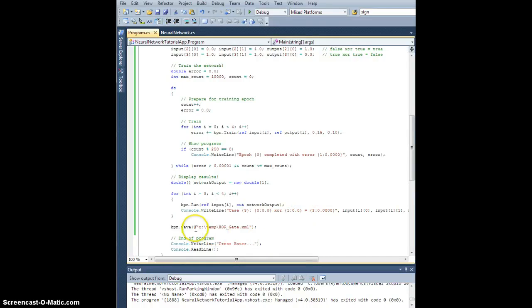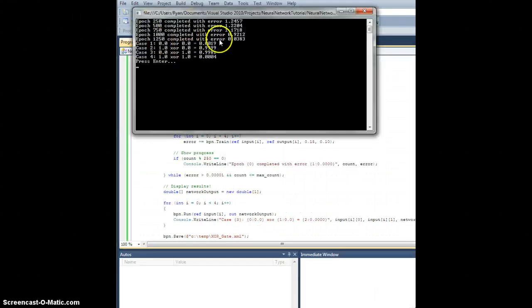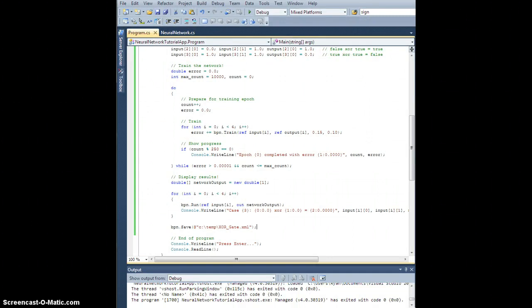Okay, so let's go ahead and test this XOR gate. I did just run it in the last video. All I've done since then is added this bpn.save, and I saved it to my temp folder with the name XOR-Gate.xml. So if we run this, okay, so we completed somewhere before 1500, and our outputs are 0.002, basically 1, basically 1, basically 0, respectively. So that has already saved, so let's pull up our XML.